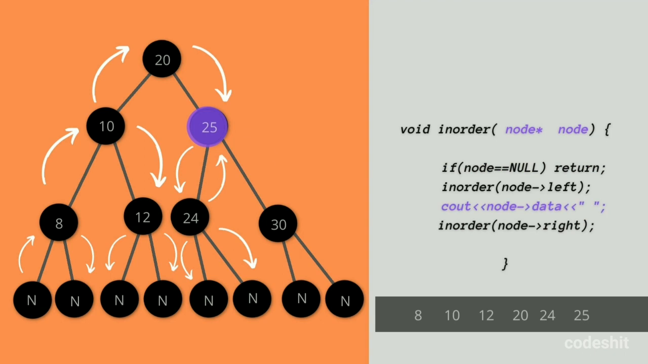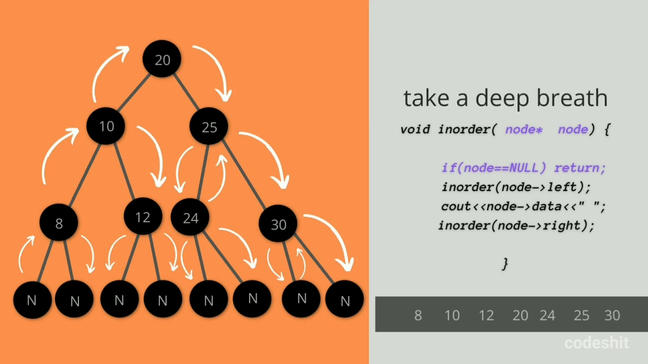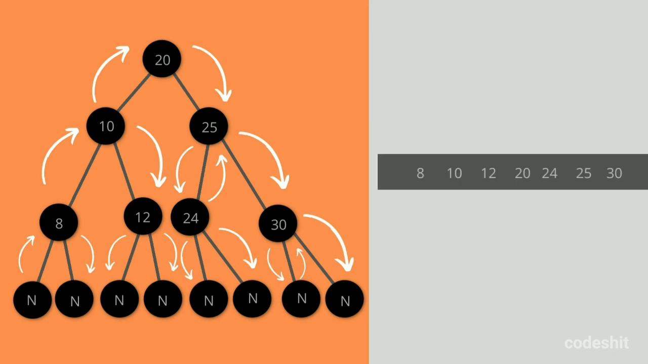Then go to the right part, its address is not equal to null. Then go to the left part, its address equals null. Come back to the previous node and print its value. Okay, then go to the right side, its address equals null. Come back to the previous node, then the previous node and then the previous node, and then out of this function, and take a deep breath. In this way I can print all the values of the tree. So these values are in ascending order.